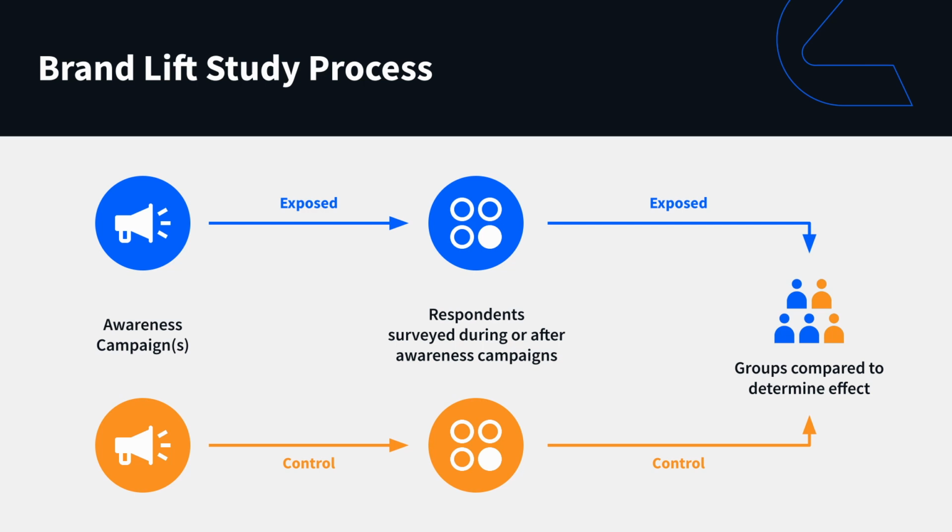Survey ads are then sent out to the users in both groups during or after the brand campaign is live, with questions that are determined by the key metric the brand is looking to get results on. After that, we gather all the responses from those survey ads and compare results from the two groups to see if there is brand lift from the exposed users.